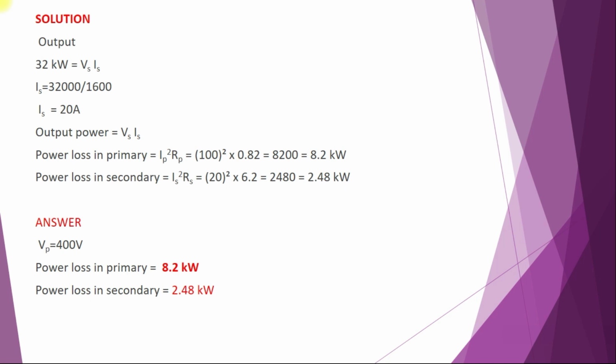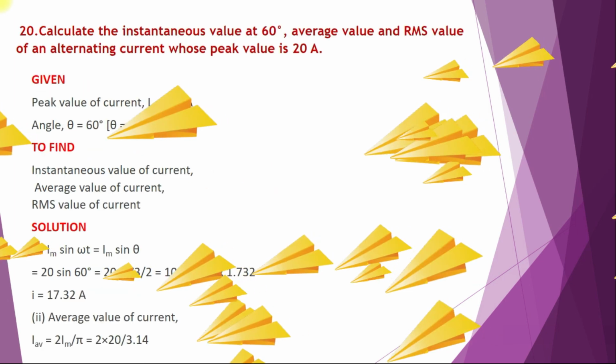Similarly, power loss in the secondary is equal to Is square into Rs, which is equal to 20 square into 6.2, which is equal to 2480, which is written as 2.48 kilowatt. So the answer is Vp is equal to 400 volt. Power loss in primary is 8.2 kilowatt and the power loss in secondary is 2.48 kilowatt.